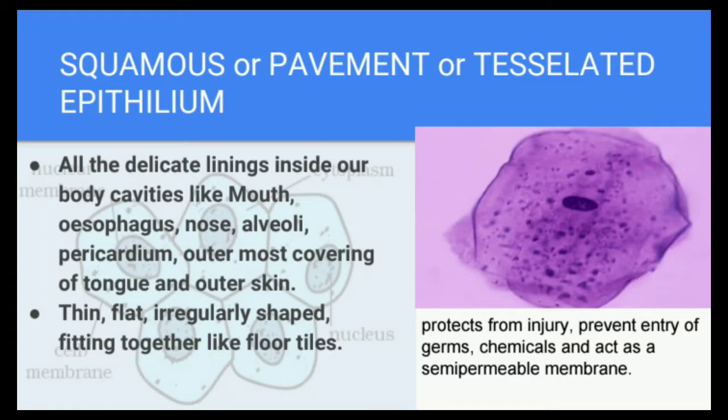So what do these squamous epithelia do? They cover all the delicate body linings in our mouth, esophagus, that is food pipe, nose, alveoli. As you might be aware, they are small balloon-like structures in our lungs which help to exchange carbon dioxide and oxygen. So they cover the tongue, they cover our outer skin, they protect us from injury and prevent entry of germs, which is the most important for our body.